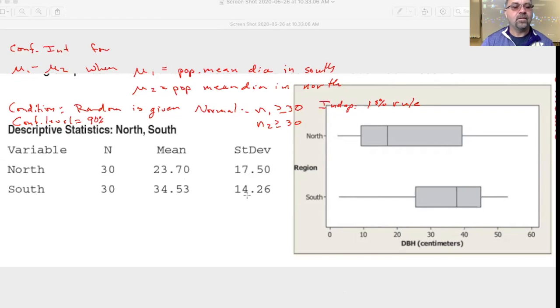So, all right. The next thing we're going to do is get our point estimate and then get our critical value T star.